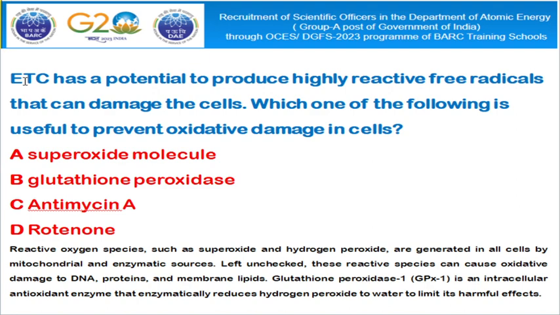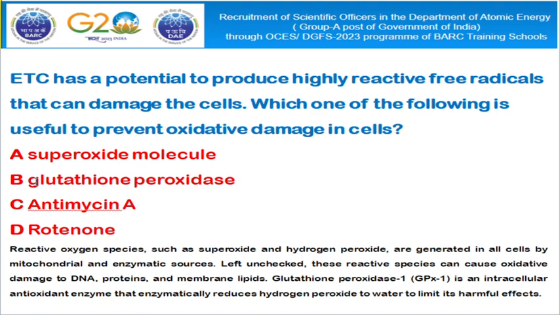Next, the ETC has the potential to produce highly reactive free radicals that can damage the cell. Which of the following is useful to prevent oxidative damage in the cell? You should know that reactive oxygen species include superoxide and hydrogen peroxide. These are generated in cells either from a mitochondrial source or from other enzymatic sources. If they are not removed from the cell, they cause oxidative damage to DNA, protein, and membrane lipid.